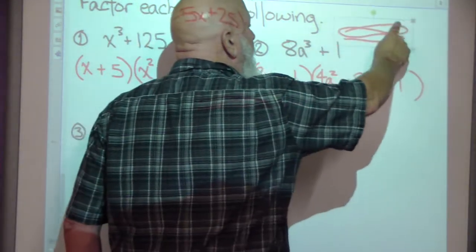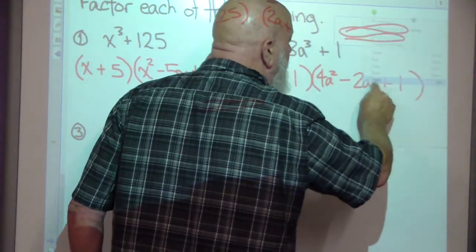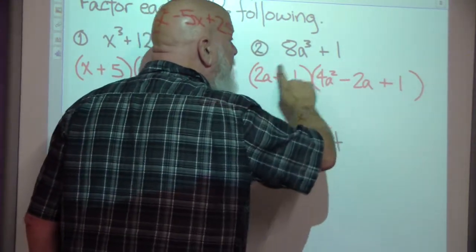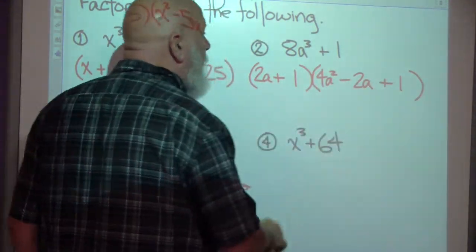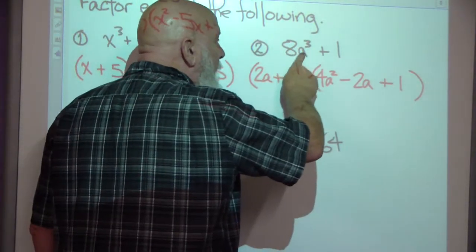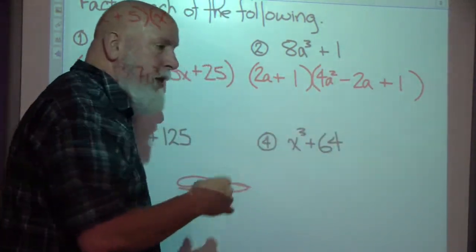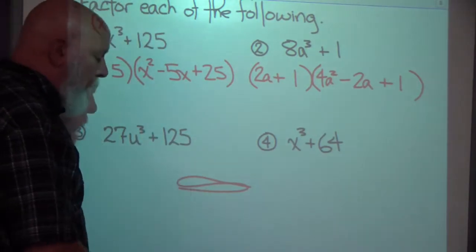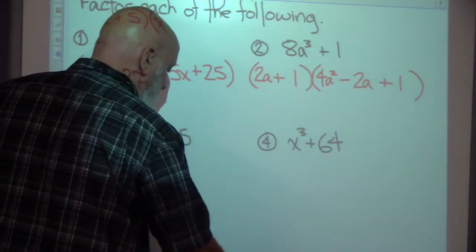If I multiply this binomial times this trinomial, I'll have 6 terms, but all of them will cancel out except for a cubed plus 1. By cancel out, it means they'll be exact opposites. You'll add them together and they'll turn to 0. You'll see when I work them through for you here in just a second.